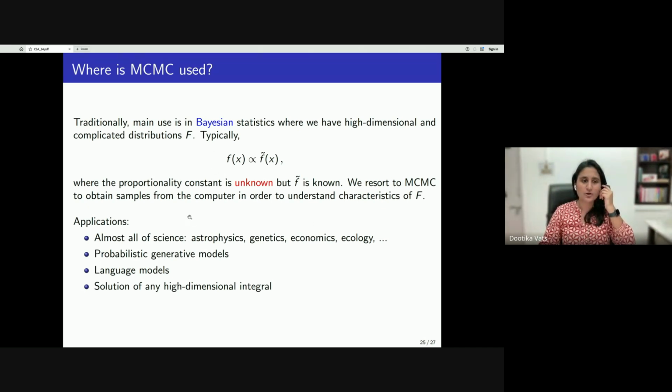Where are these Bayesian models used? In almost all facets of science. There's a high usage of Bayesian models in astrophysics, in an area called astrostatistics. In genetics, a lot of genome sequencing models, very big Bayesian economics models, ecology models. In modern ML and AI, Bayesian models are also essentially a form of probabilistic generative models. There are also language models. I've had students who've worked on the use of MCMC sampling for LLMs and language models. And anywhere where you want a high dimensional integral solved and you can't solve it, one can use MCMC.